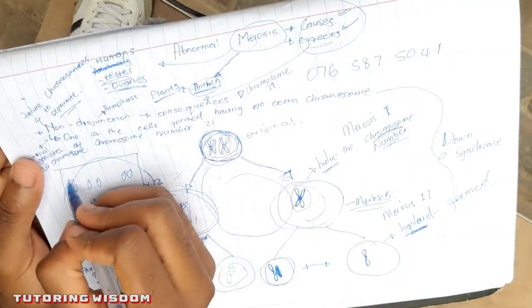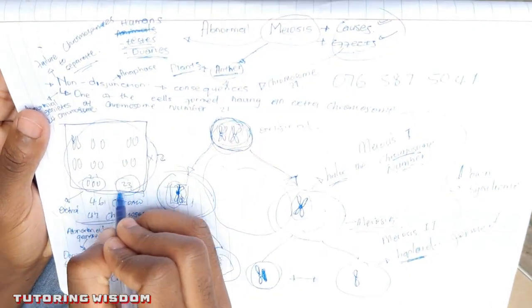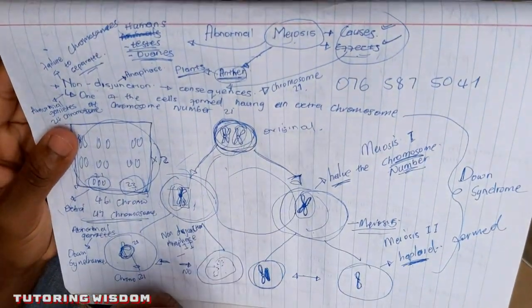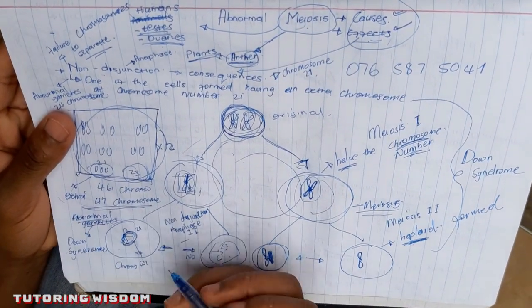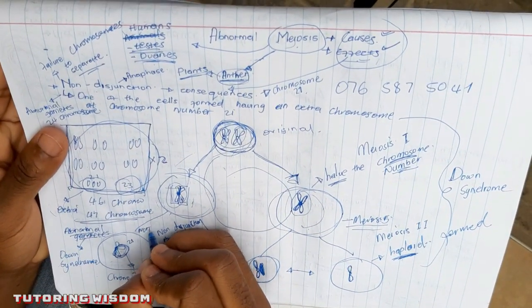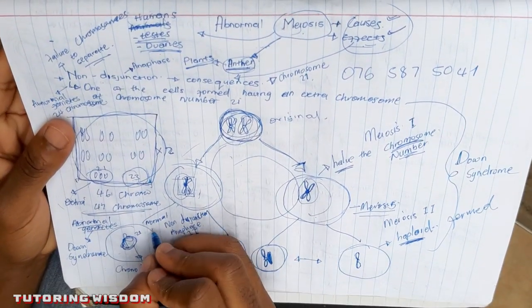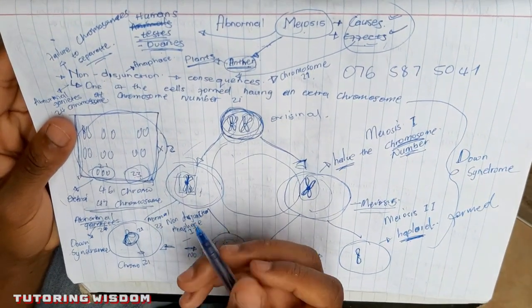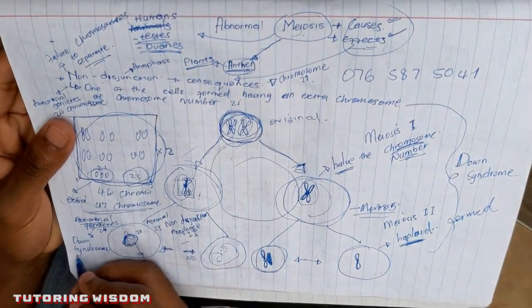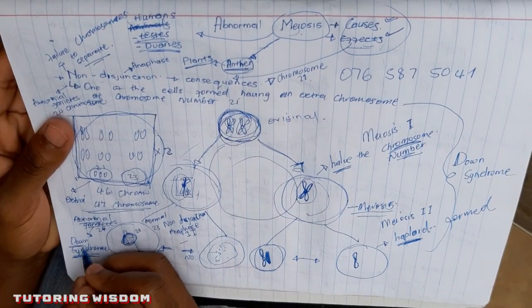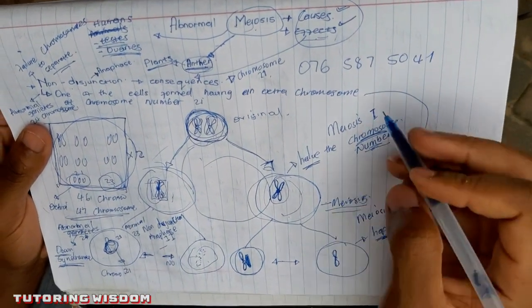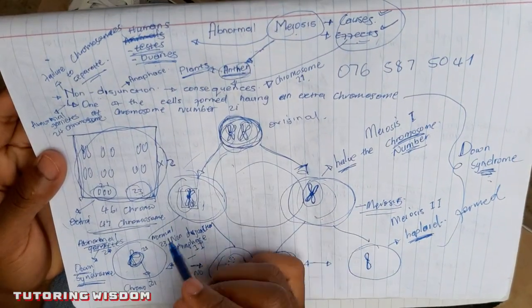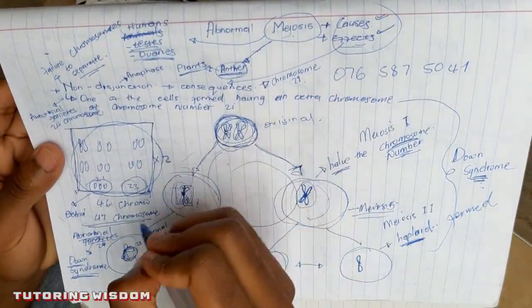So now you can also identify the effect of a non-disjunction, which is when an abnormal gamete fuses with a normal gamete, right? So that means it's 23 plus 24, right? Abnormal 24 chromosomes, normal 23 chromosomes. This will lead to Down syndrome. It may lead to Down syndrome. So this is how you identify that a non-disjunction took place on a karyotype.